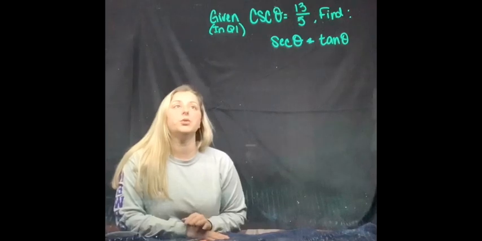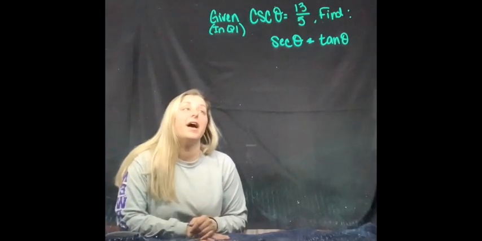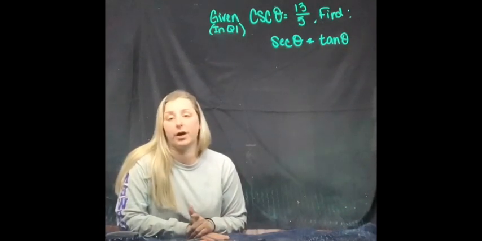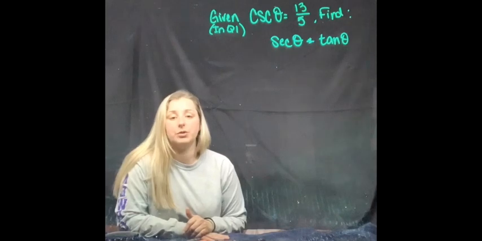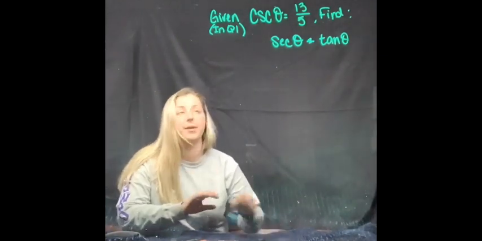Okay, so for this one, we have the cosecant, and the ratio is 13 over 5. And I want to find the secant times the tangent. And once again, we're in quadrant 1. We'll get into a video where we do different quadrants later on, but you'll see how signs will change depending on what quadrant you're in. So we're keeping it basic for right now.